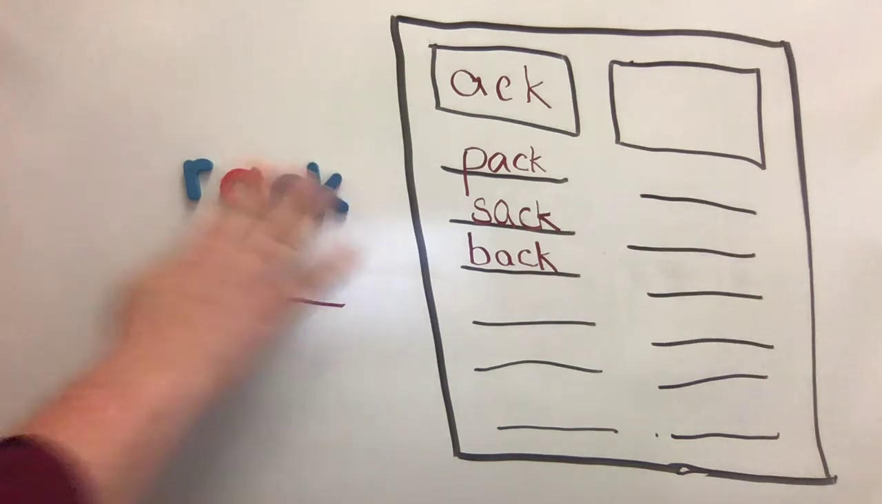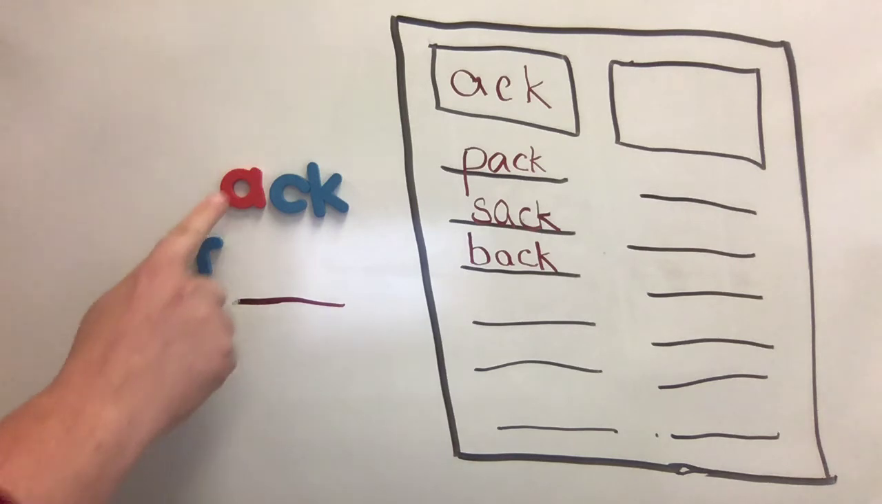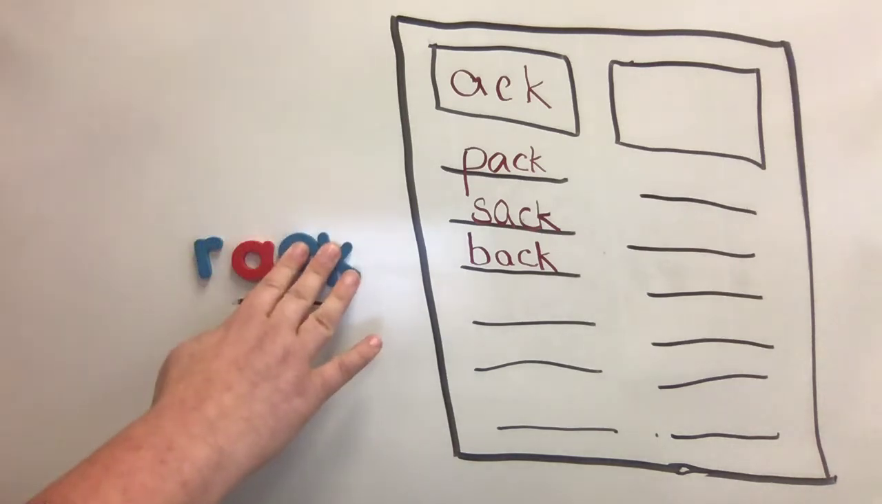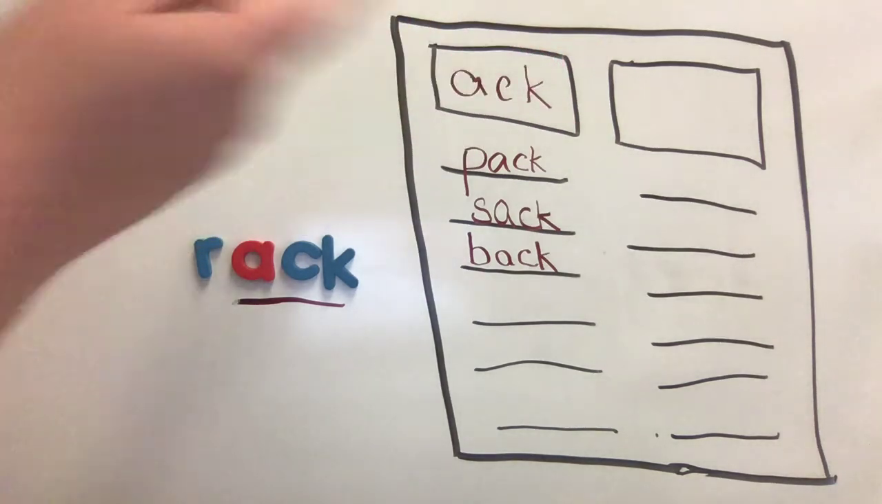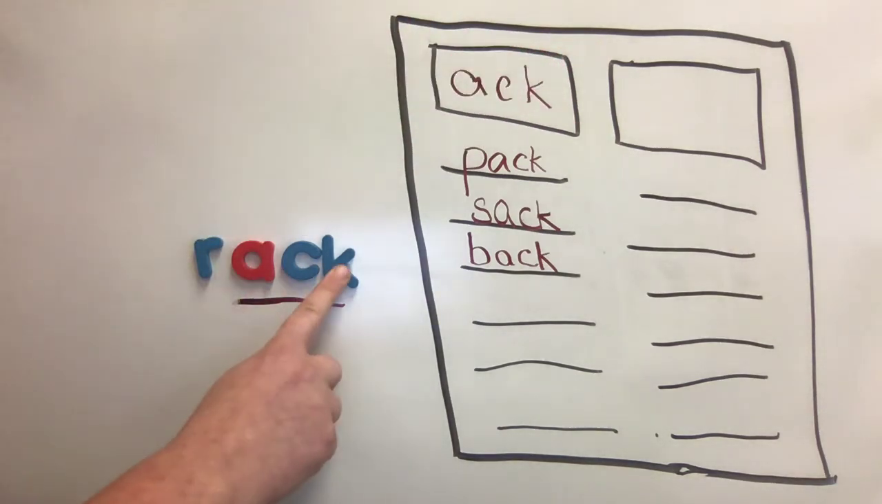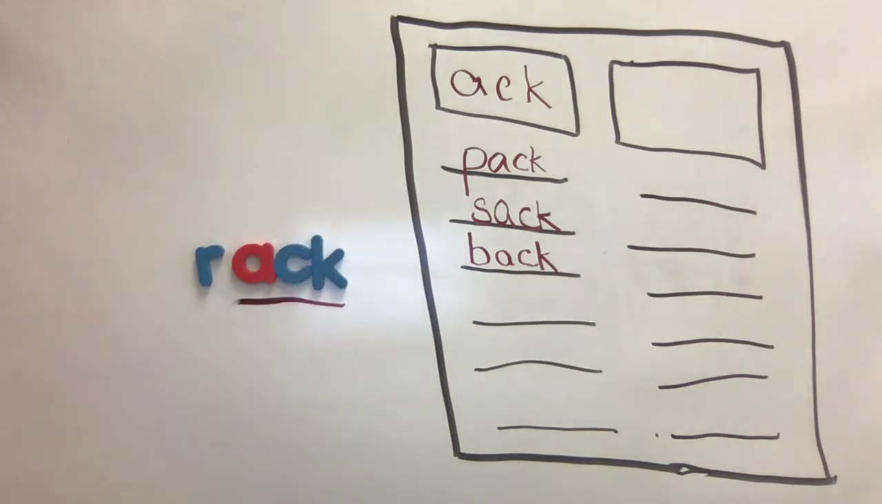Ack. Now do it with me by saying the sounds I make. Ack. Now let's tap it out and make the sounds. You're watching and saying the sounds with me. Ack. Rack. This is the word rack. Can you say rack? It has the ending sound ack.